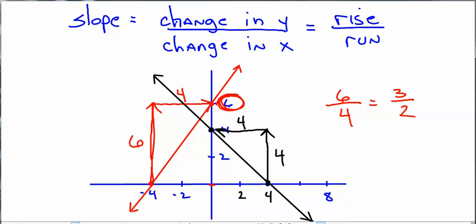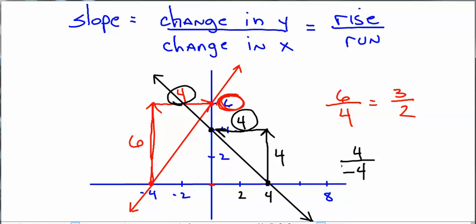You're always going to rise. But if you run to the right, your run is positive. If you run to the left, your run is negative. So this rise is 4, and this run is -4. You always rise, so your rise can always be positive. But when you run right, you run positive. When you run left, you run negative.